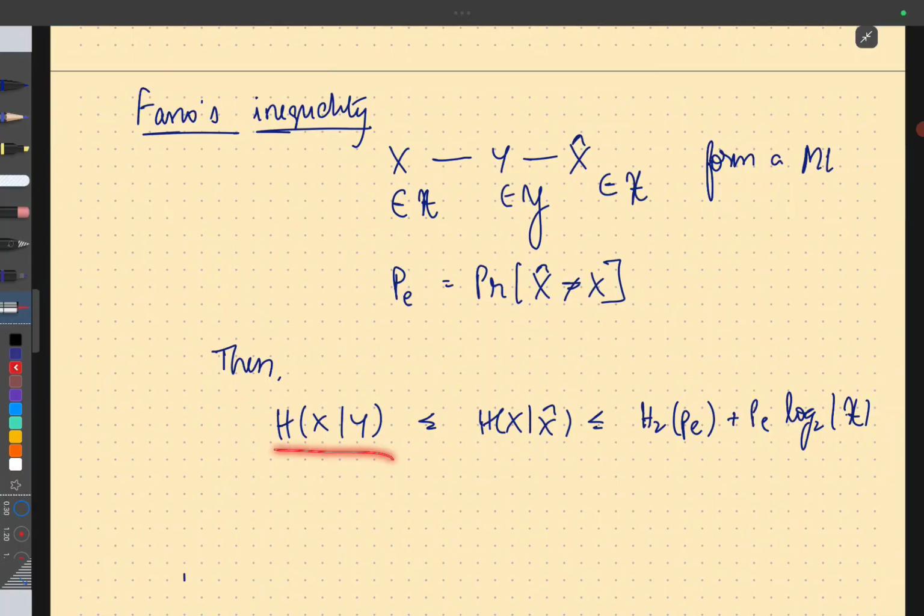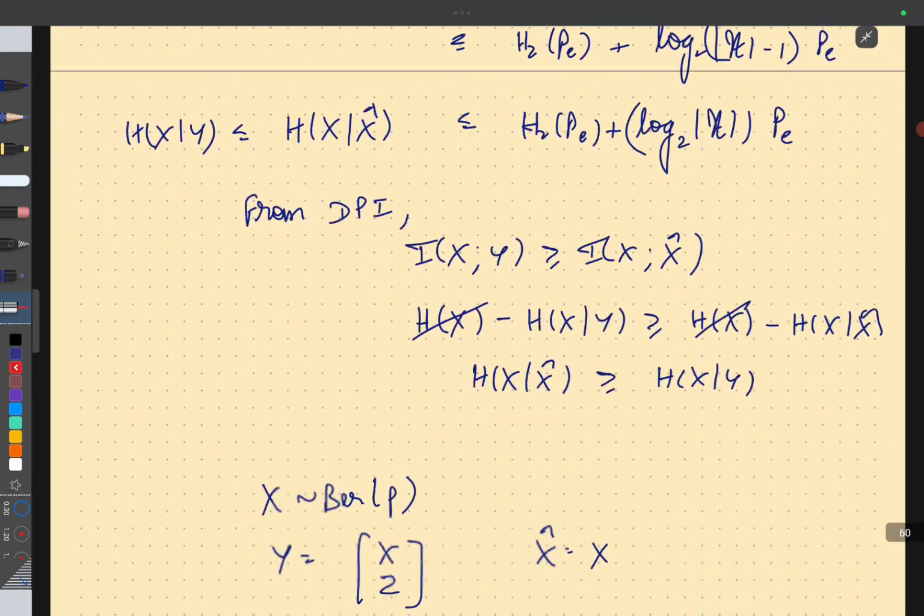So the conditional entropy of X given Y, which again just by using the data processing inequality is less than or equal to the conditional entropy of X given X hat, is upper bounded by this function of the probability of error. So if the probability of error is small, then it should naturally mean that there is not much uncertainty left in X given X hat, or there's not much randomness left over in X given Y. Right?